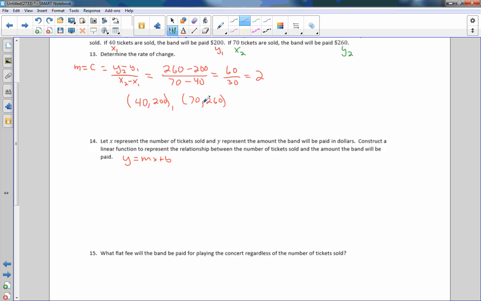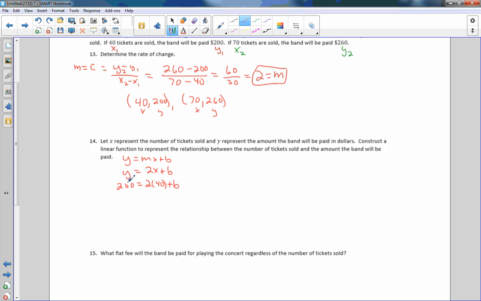Now we just found the slope, or the rate of change, the constant rate of change of $2. So that is my m. That is m equals 2. So that will replace this m. So I have y equals 2x plus b. I don't know what the b is, but I do know that I have 2 points here, where one is x and that's y, and that's x and that's y. We have x's and y's here, so how about we just plug in one of these two? I'll use the smaller one because it's easier to work with zeros. So I'll make y 200. y is 200 equals 2 times the x, which is 40, plus b.